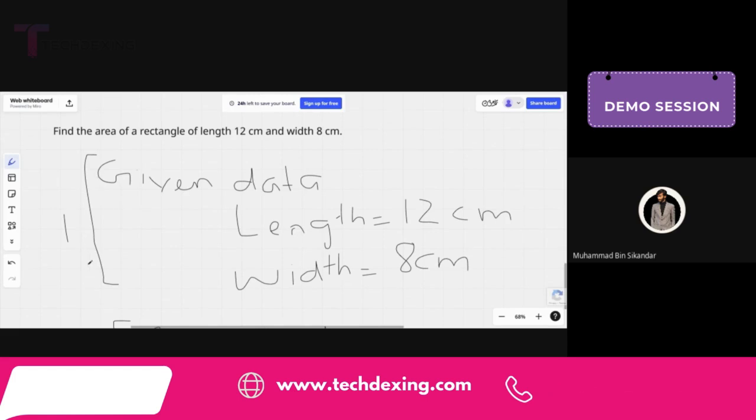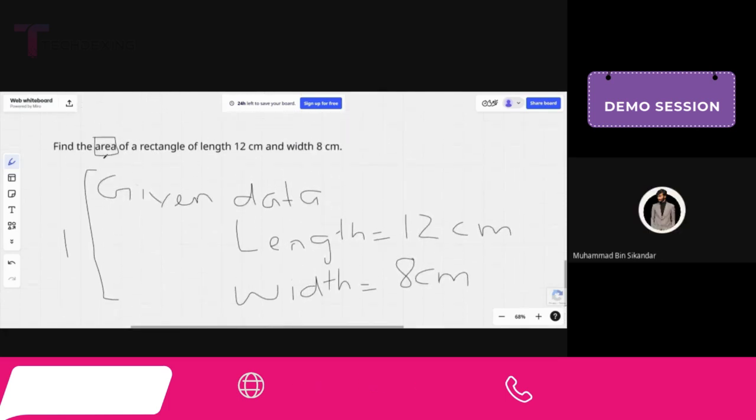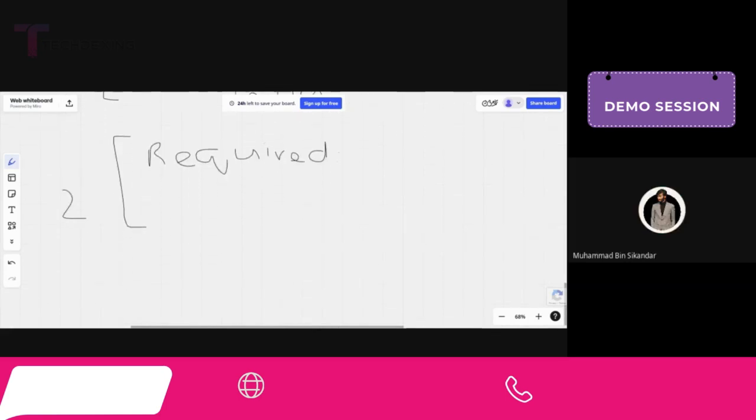Can you tell me? The question demands that we find out the... We have the length, we have the width. The question demands that we find which one? Area. I have circled it, put a rectangle around it. The question demands that we need to calculate the area.